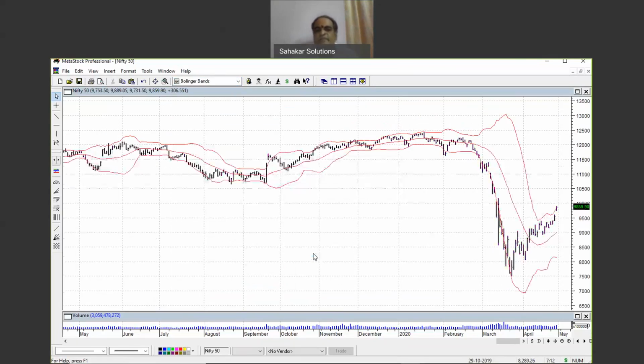Bollinger Bands are three bands composed. The middle band is the 20-day simple moving average of the close, and the upper band is two standard deviations added to this 20-day middle band, and the lower band is two standard deviations of the middle band deducted from it. So you can see there are three bands, one lower, one middle, and one upper. This is the computation of the Bollinger Bands.